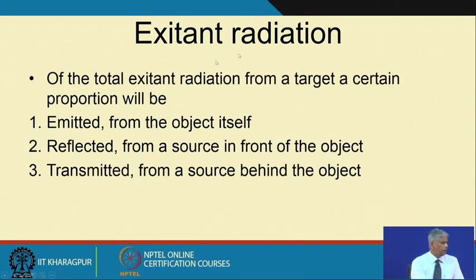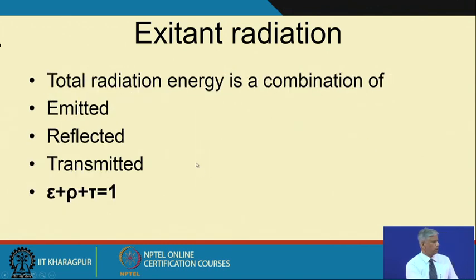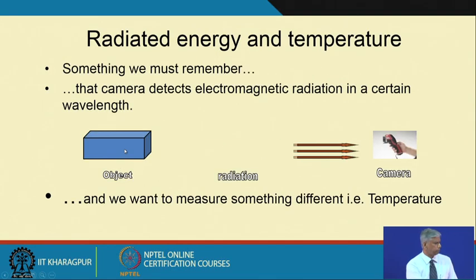So, exitant radiation is the total radiation from a target. A certain proportion will be emitted from the object itself, reflected from a source in front of the object, transmitted from a source from behind the object. So, total energy is nothing but a combination of emitted, reflected and transmitted.